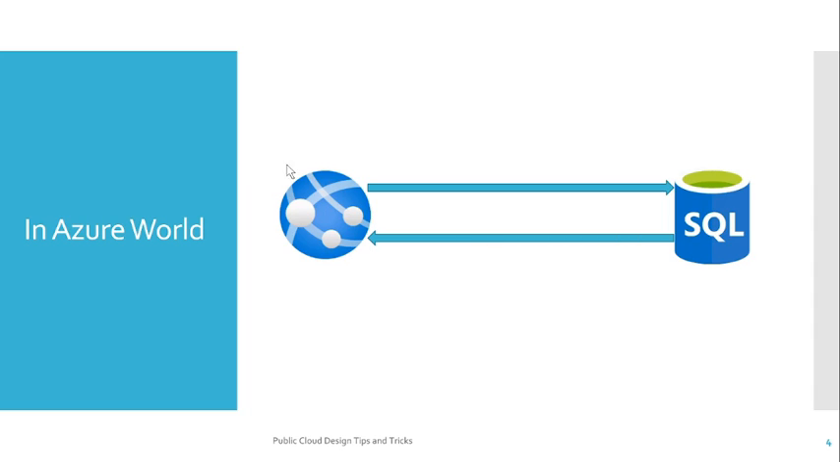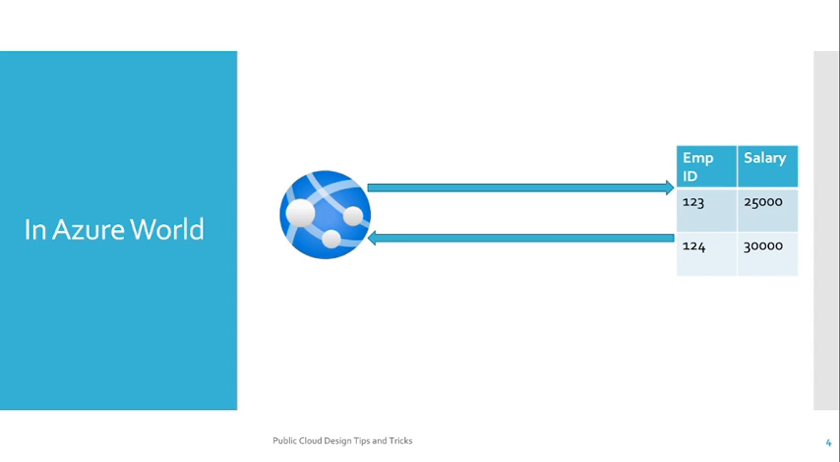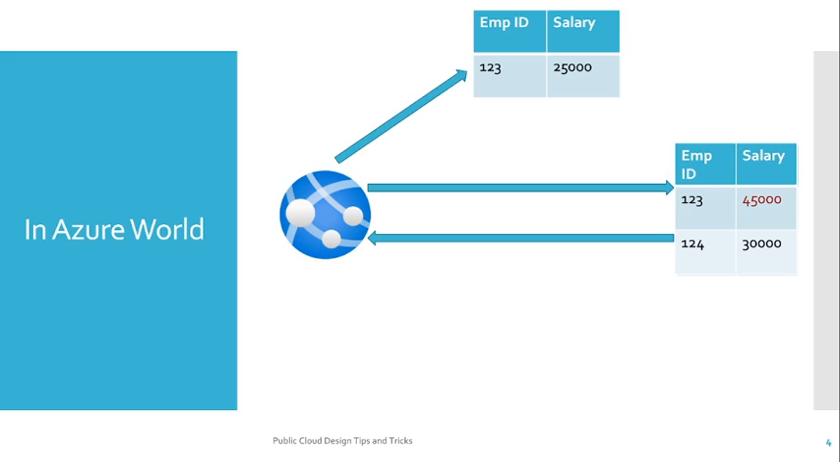So you have an app service which is interacting with the SQL database. Your SQL database has one table which has two columns, one employee ID and second is salary. When the first request is coming to retrieve the salary of employee ID 123, at that time you are storing the data in the cache.